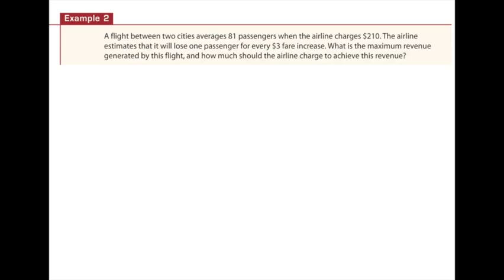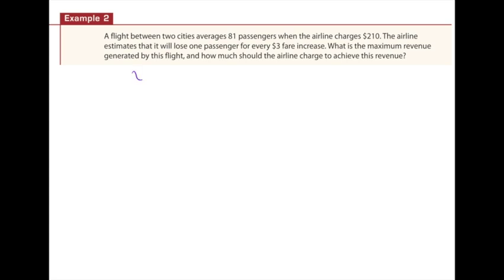This is a flight between two cities, averages 81 passengers when the airline charges $210. The airline estimates that it will lose one passenger for every $3 fare increase. What is the maximum revenue generated by this flight, and how much should the airline charge to achieve the maximum revenue? All right. So for every $3 increase, they're going to lose a passenger.